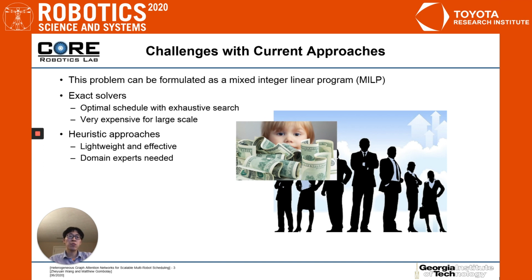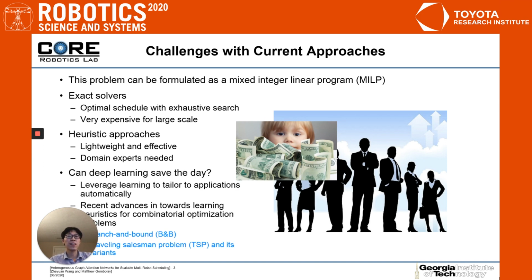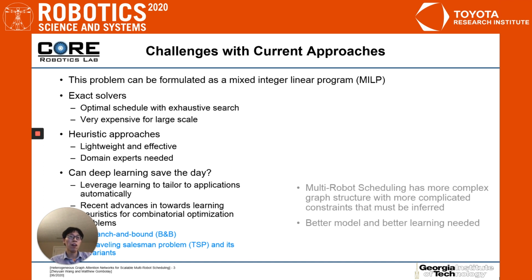With recent breakthroughs brought by deep learning, can it be used to save the day? Promising progress has been made towards learning heuristics for combinatorial optimization problems. However, multi-robot scheduling has more complex graph structure, and thus better model and better learning is needed. We propose ScheduleNet to serve this end.